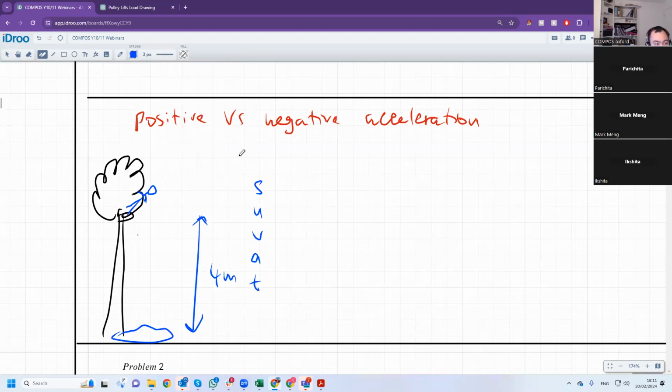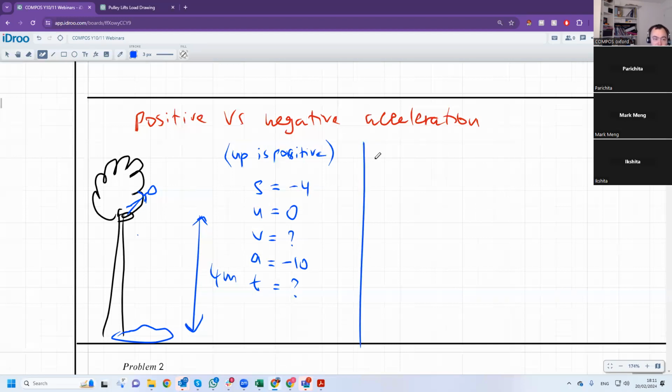Now I decide that up is positive. I keep this in mind, up is positive. So my displacement, because I'm falling down, is going to be -4. Initial velocity 0, final velocity we don't know. Acceleration is -10 because acceleration is down, and time is question mark.